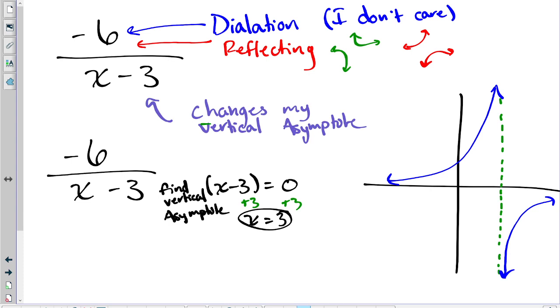Okay. The horizontal asymptote doesn't change because I didn't add or subtract anything on the outside. So there wasn't any shift up or down. And so the horizontal asymptote stays the same at x equals 0. Okay.